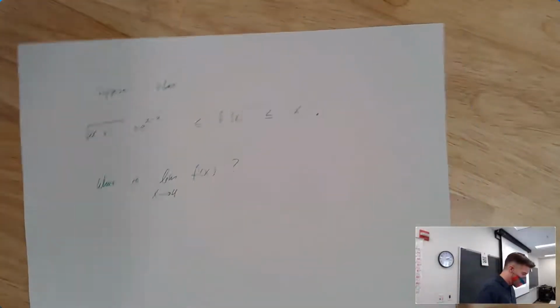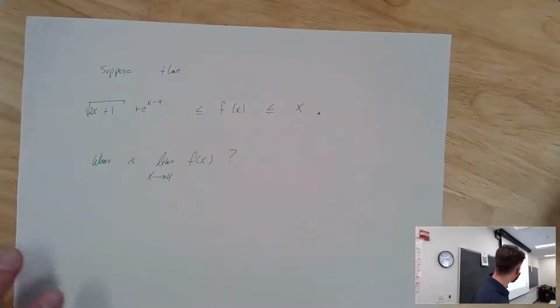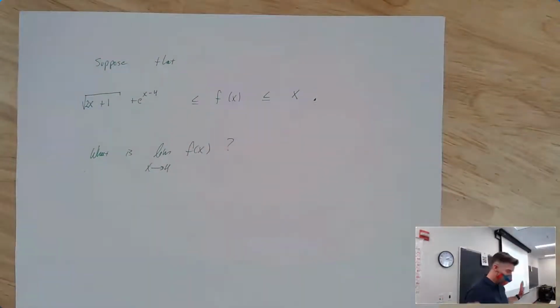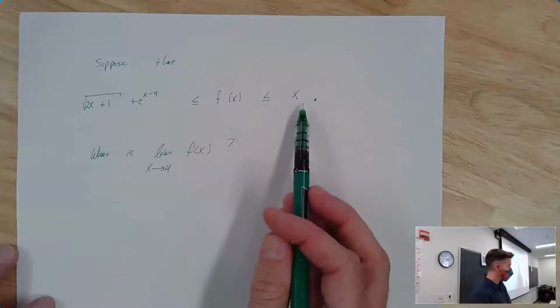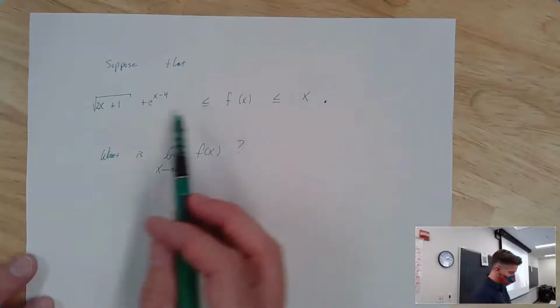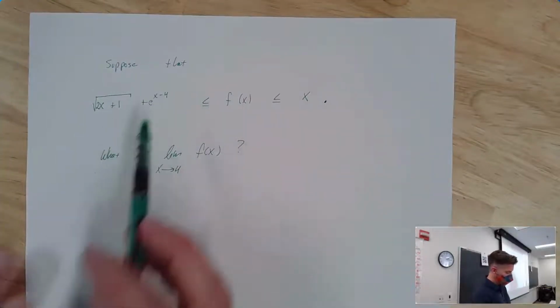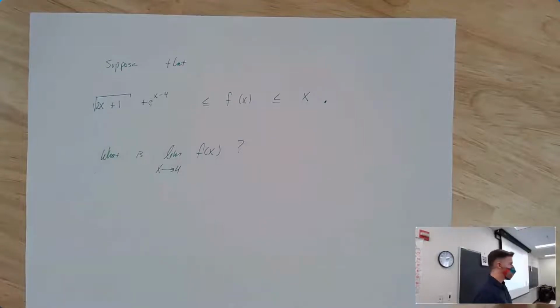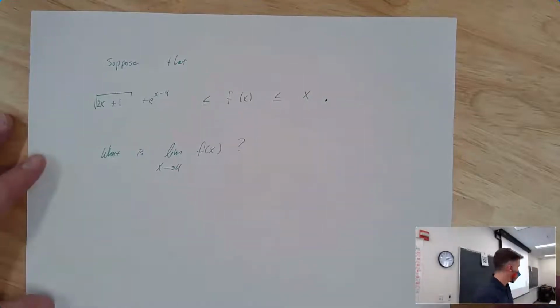So suppose there's a function, we don't know it, but it's less than or equal to x always, and it's bigger than or equal to the square root of 2x plus 1 plus e to the x minus 4. Now, clearly the setup here is screaming squeeze theorem, right? They're giving you this inequality where the function is between these two things. So we're being asked, what's the limit as x approaches 4? So we're going to do the same kind of thing we did before.